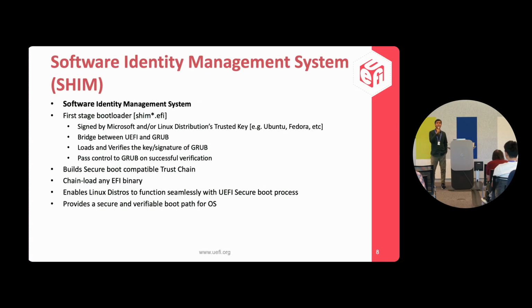Now, Shim. Shim is normally the first stage bootloader, and it is mostly provided by Microsoft or other Linux OS distributors with signed keys. What Shim does is create a kind of bridge between the UEFI and the second stage bootloader, GRUB. It first verifies the signature of GRUB, and once it successfully verifies GRUB, it loads the GRUB binary.